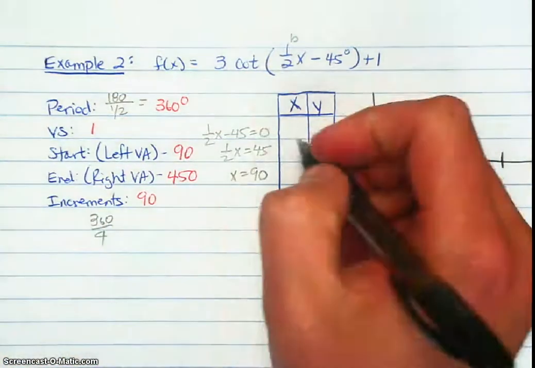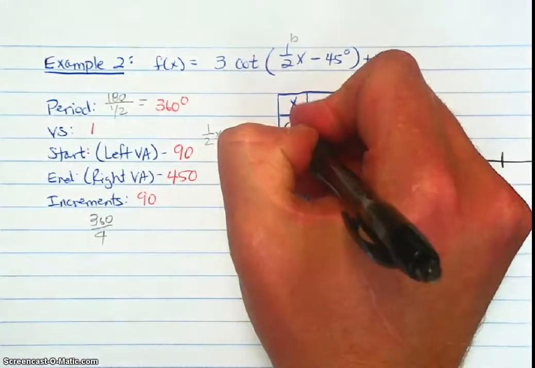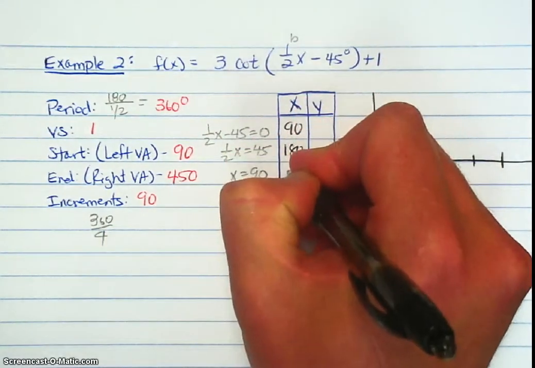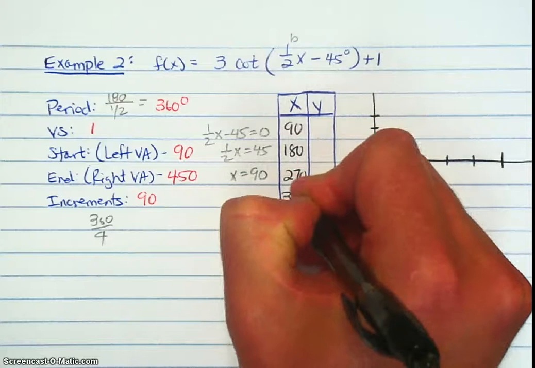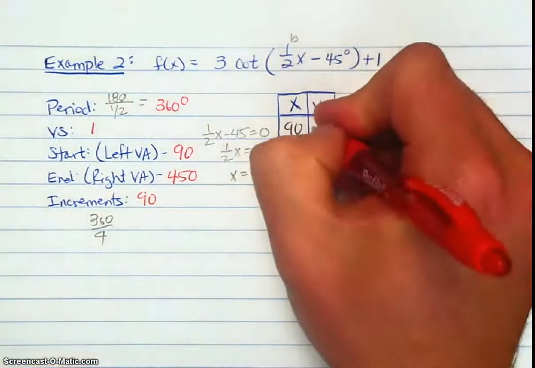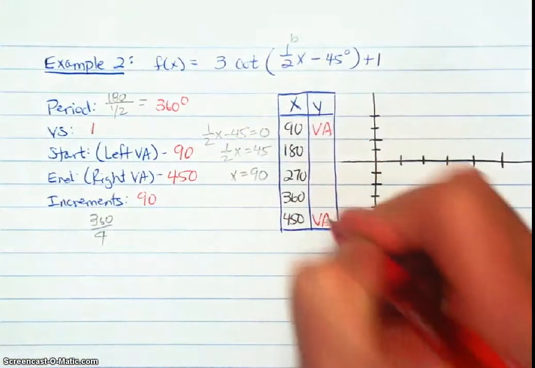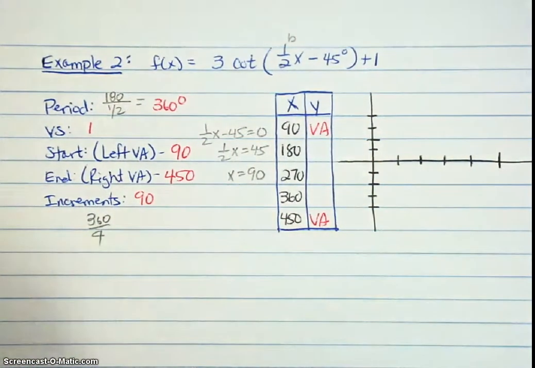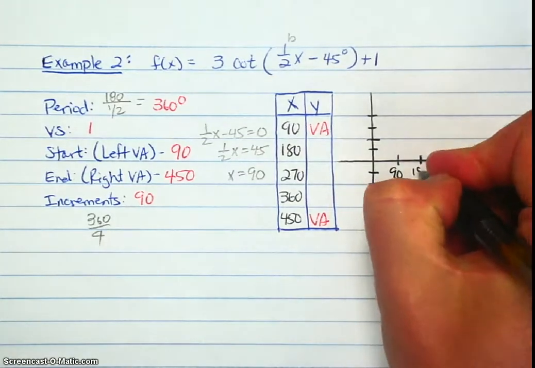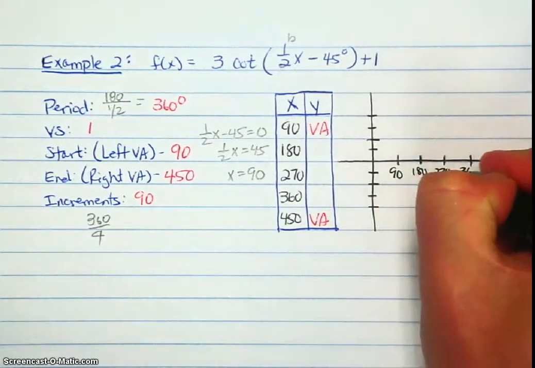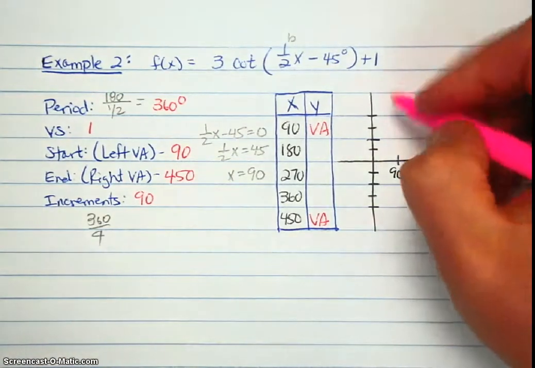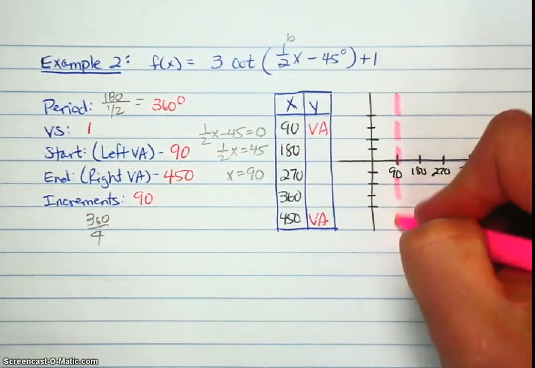Okay, so the coordinates that I'm looking at this time, we're going to start at 90. We're adding 90 each time, so 90, 180, 270, 360, and 450. Now remember, the first one and the last one are always vertical asymptotes for tangent and cotangent. So what I'm going to do is I'm going to go ahead and fill in my graph here. We're going to go 90, 180, 270, 360, 450. Put that in, and I'm going to go ahead and put my asymptotes on here.